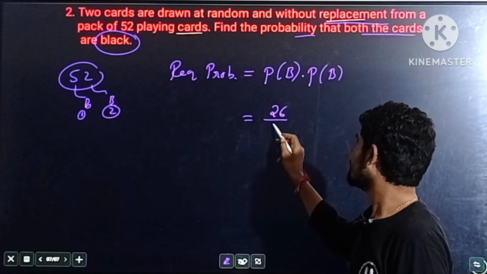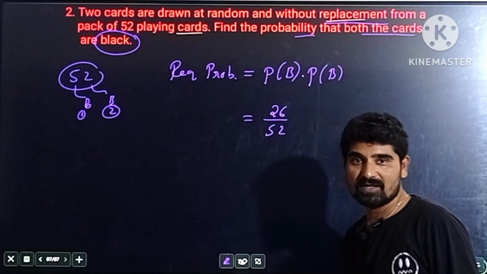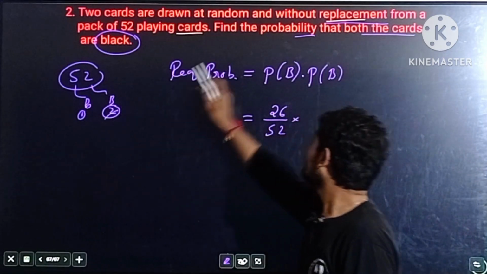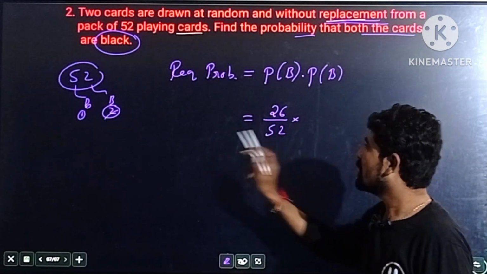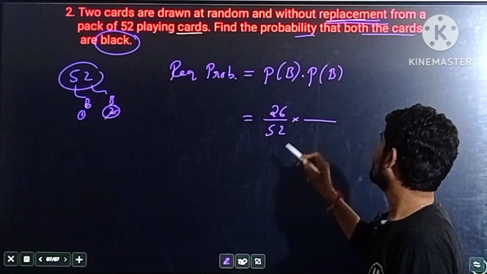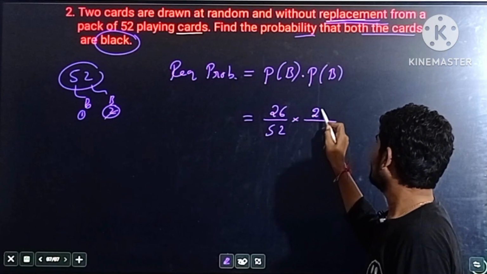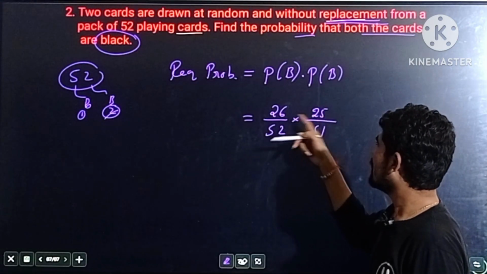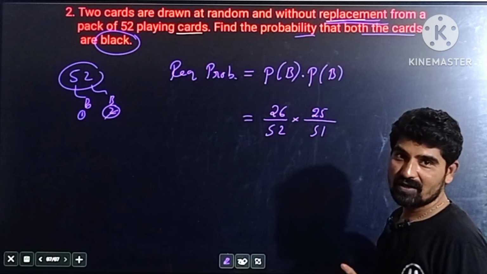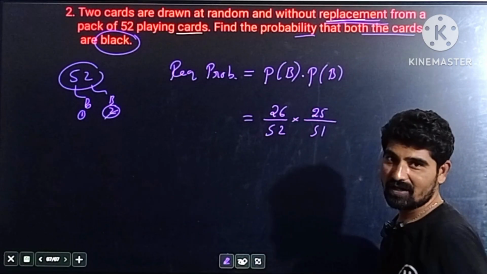We know that the number of black cards is 26 out of 52. Therefore, the probability of the first black card is 26 by 52 into, since these two cards are drawn without replacement, now 51 cards remain in the pack. Therefore, the probability of the second black card is 25 divided by 51. Out of 26, one card is drawn in the first chance, so the remaining 25 black cards out of 51.